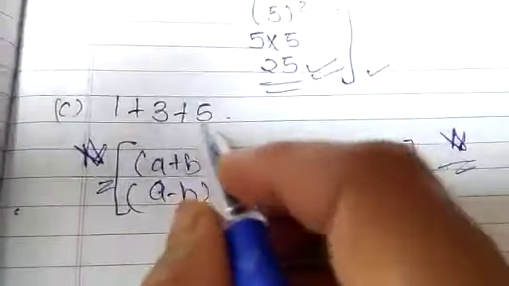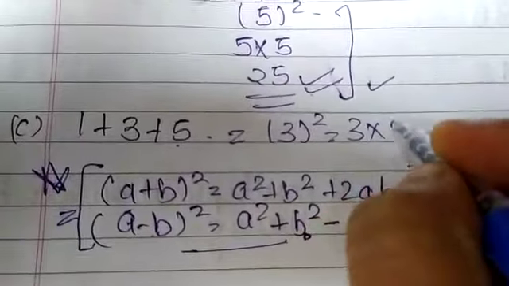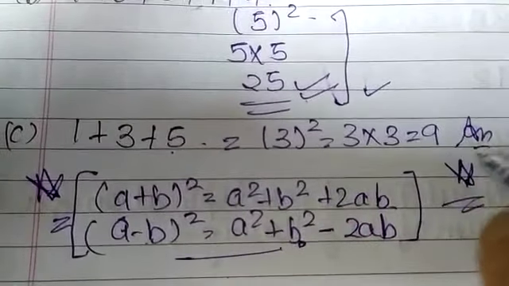Correct? Now 1 plus 3 plus 5. There are 3 numbers, so 3 square. So 3 square will be 3 into 3, that will be 9.